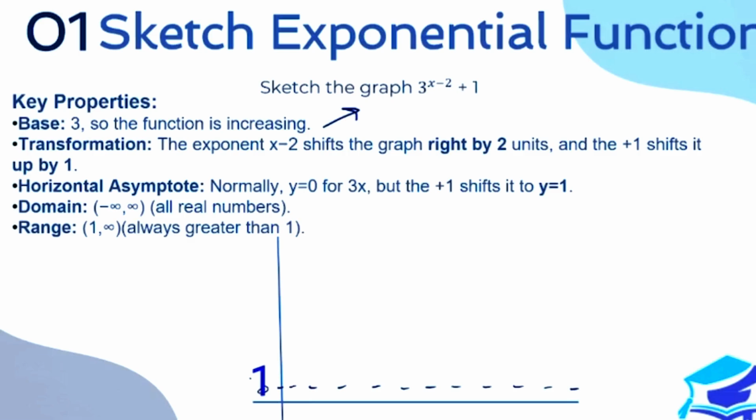Now we just have to plug our details in. So our asymptote is y equals 1, and we just draw our graph increasing.